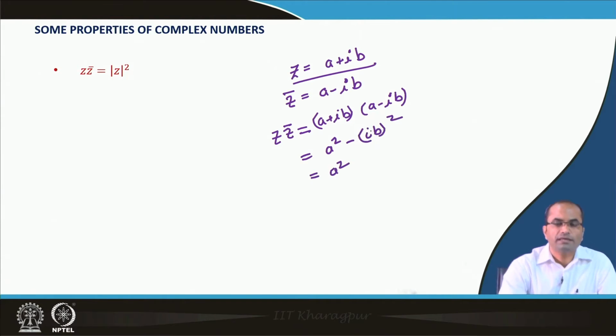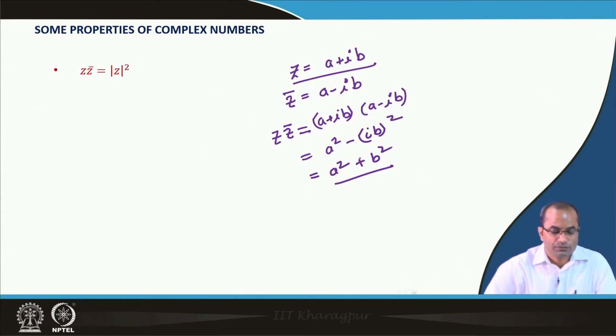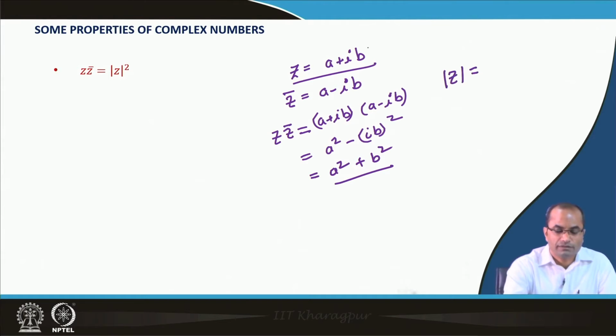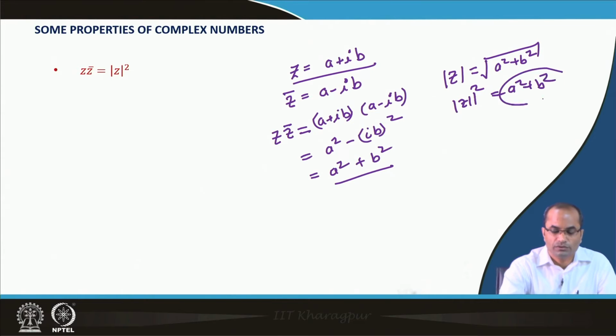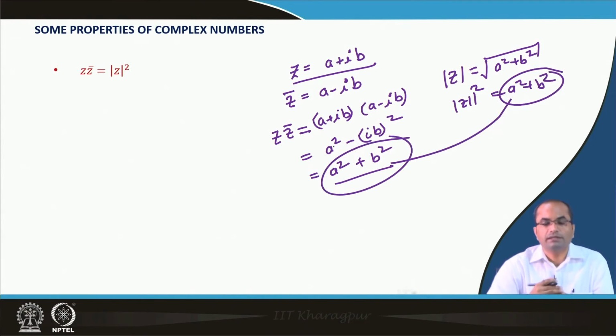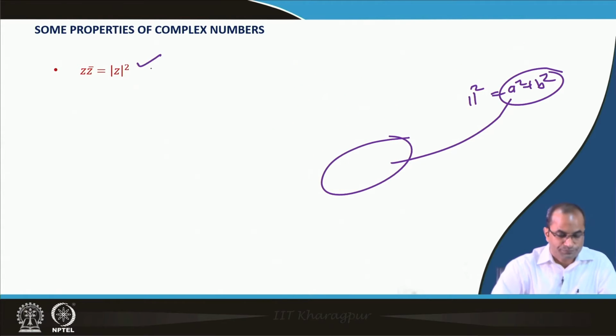So, a square and then minus i square, and i square is minus 1, so we have plus b square. That means this is a square plus b square. If we look at the other side, once the number is a plus ib, the modulus of z is the square root of a square plus b square. That means modulus z square is a square plus b square. So, we do see that both are equal. That means z z bar is equal to a square plus b square, and that is equal to mod z whole square. So these two are equal.